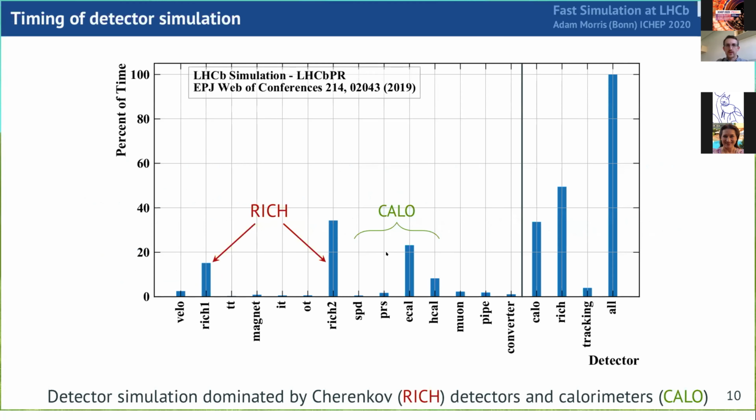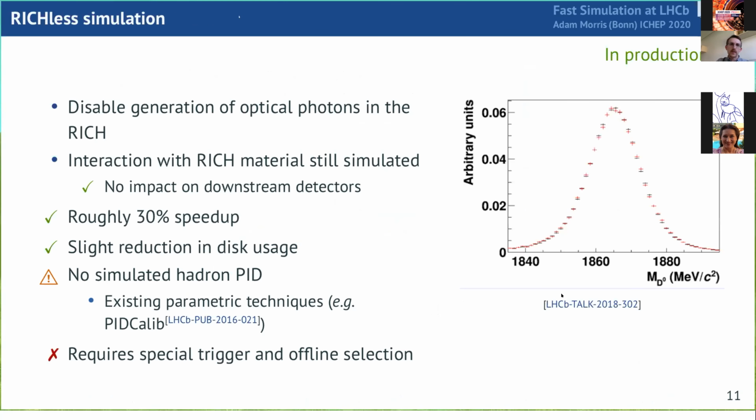Moving on to the techniques that target specifically the detector simulation, here's a plot of the percentage of the time spent simulating each subdetector. You can see that RICH 1 and RICH 2 are taking up a lot of time, as well as the calorimeter, particularly the ECAL. On the right here, you can see these grouped together, so the calorimeters and the RICH are taking up most of the time.